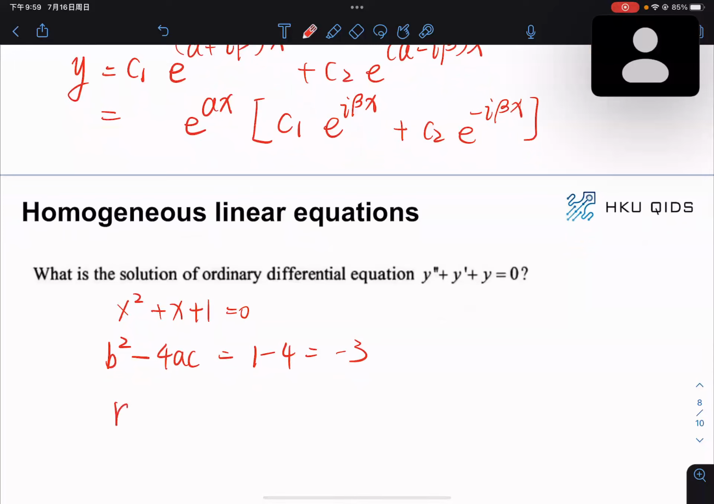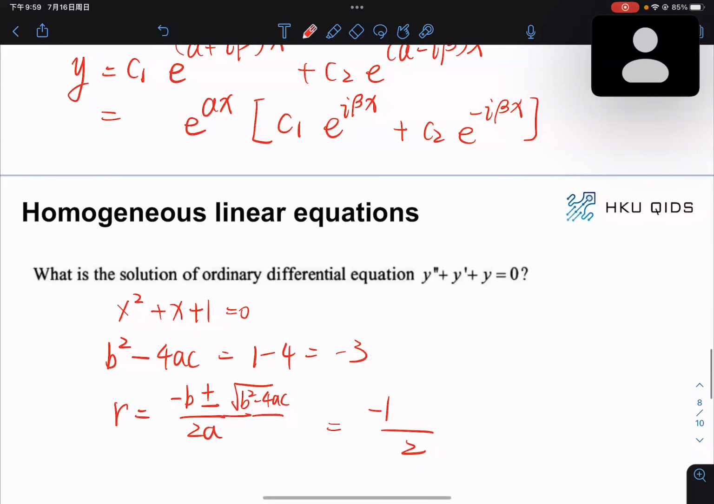And then we can have the root is going to be (-b ± √(b² - 4ac)) / 2a. And this is going to be (-1 ± i√3) / 2. Okay.